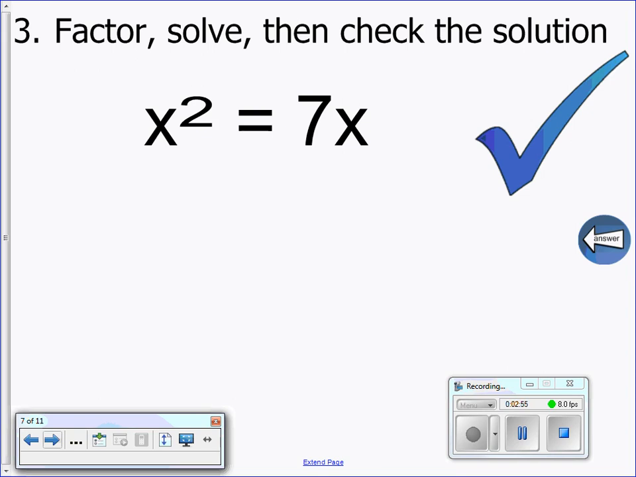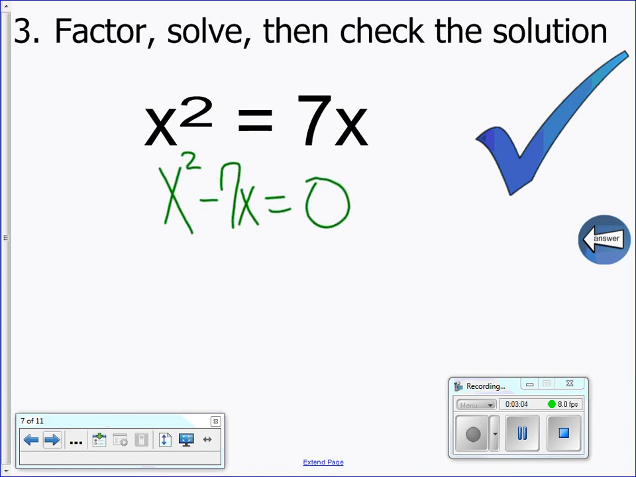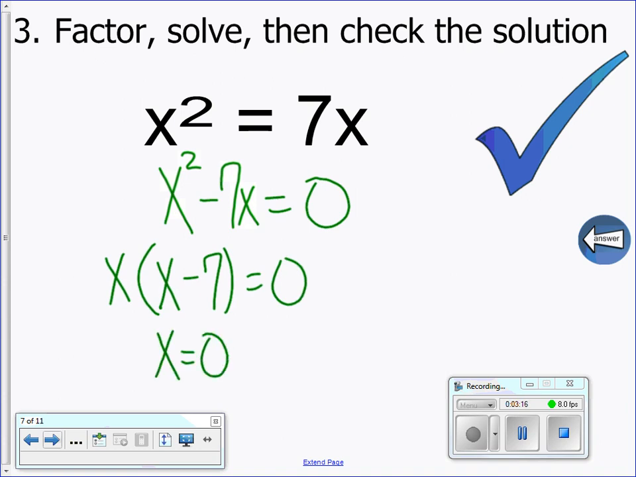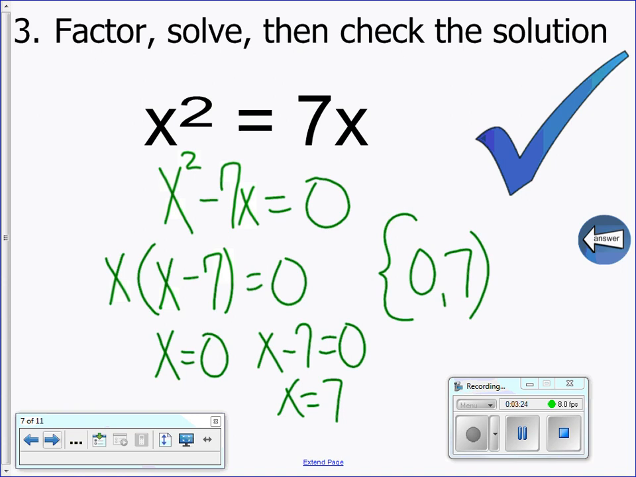All right, factor completely. So the first thing I want to do is make sure it equals 0. So x squared minus 7x equals 0. What's my GCF? My GCF here is x, so I'm going to factor that out. So x times x minus 7 equals 0. Those are my two factors. I set them equal to 0. So my solutions are 0, 7.